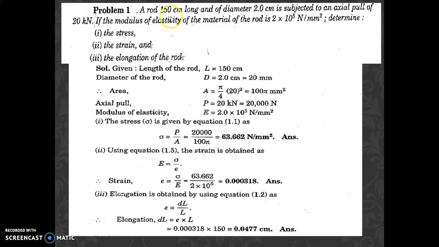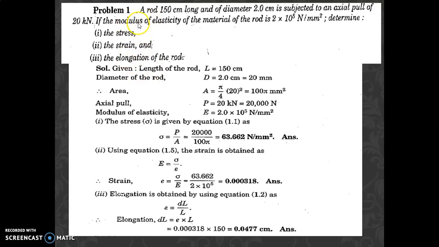So here is the first problem, very simple problem. A rod of 150 cm long and diameter 2 cm is subjected to an axial pull of 20 kN. If the modulus of elasticity of the material of the rod is 2 into 10 raised to 5 Newton per mm square, determine the stress, the strain and the elongation of the rod. So with reference to this problem, let us see what is given to us.